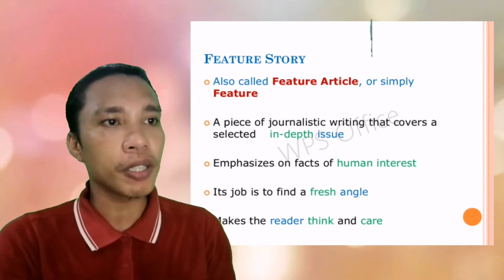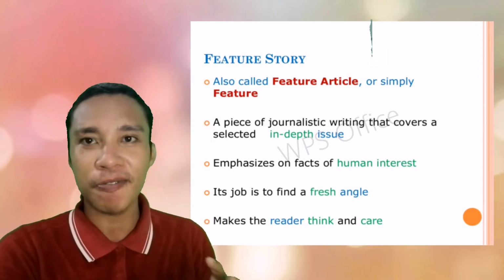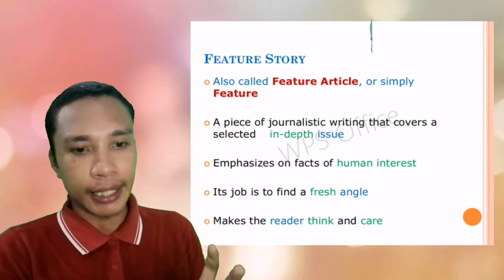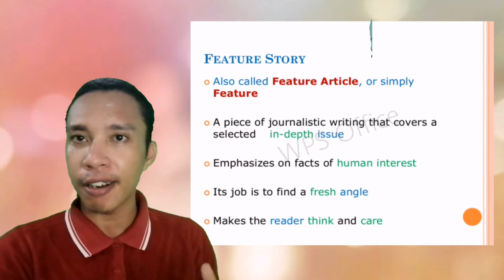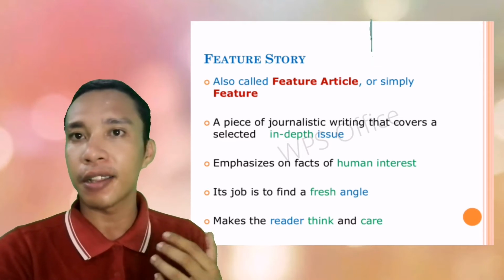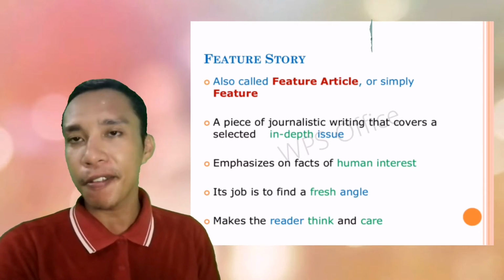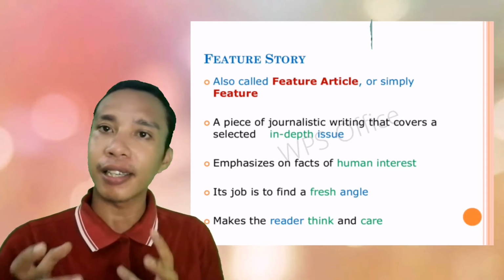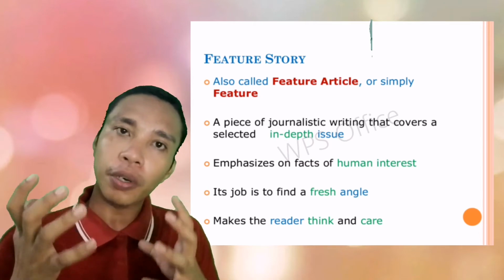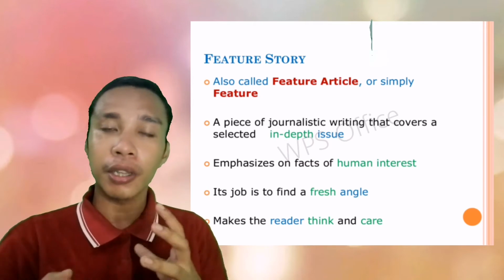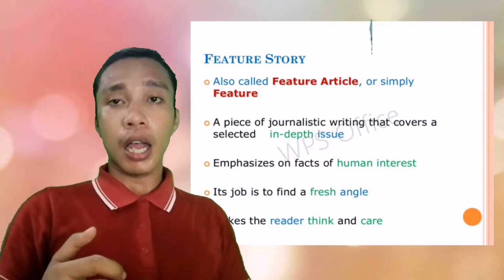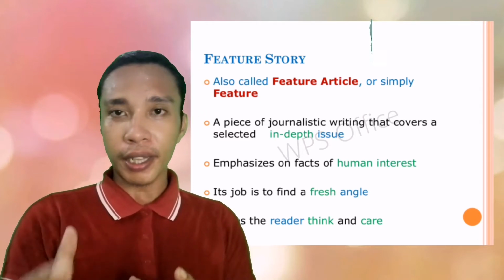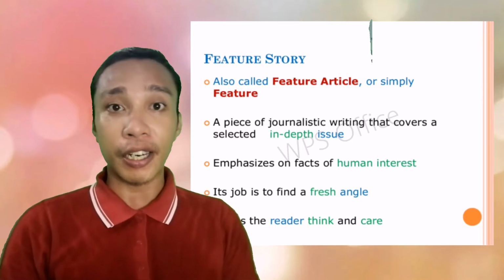Another one is its job is to find a fresh angle. Now, when we talk about fresh angle, again, just like what we had mentioned earlier, it's not actually tied up to current events. However, the more current it is, the more fresh the story is. So it's also one way of getting your readers' attention and your audience's engagement, if the story that you're actually producing or writing is a fresh issue.